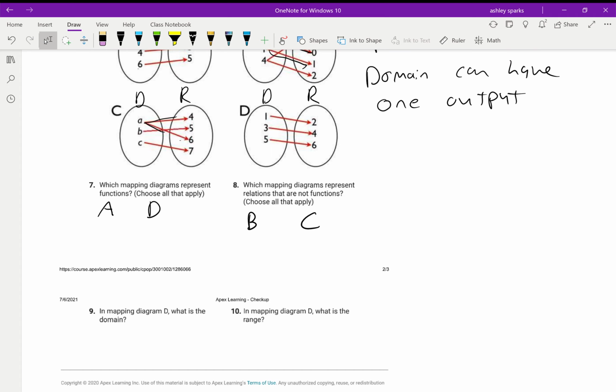And I think our next two just ask us for what are our domain and range for D. So remember, domain is what you put in. And I've already got it labeled for you. So my domain here is 1, 3, and 5. That's everything I put into that function. And the range for that function is the other side. It's everything I get out. So that's the 2, the 4, and the 6.